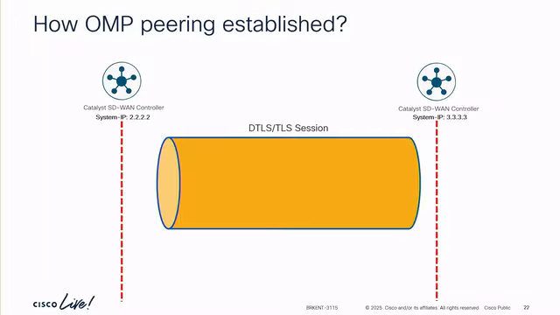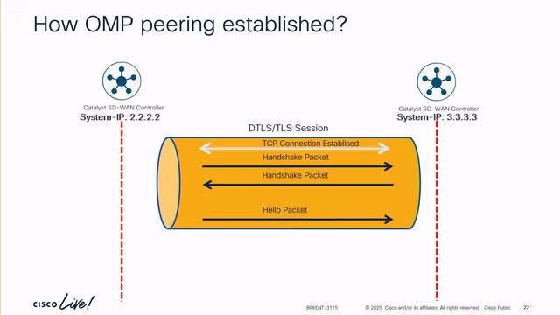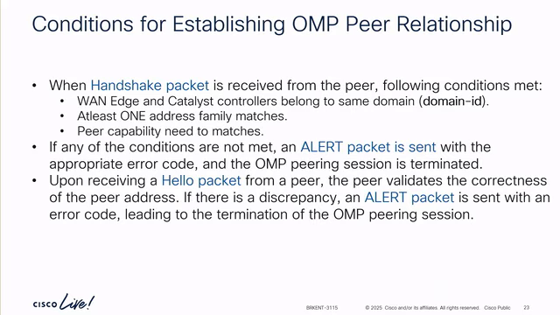And if the OMP peering is being established between the SD-WAN controllers, who will initiate the TCP connection? The lowest IP. So 221.2.2.2 will initiate the TCP connection, send the handshake packet, receive the packet, and the hello packet is exchanged, and then OMP peering is established. So we talked about that.